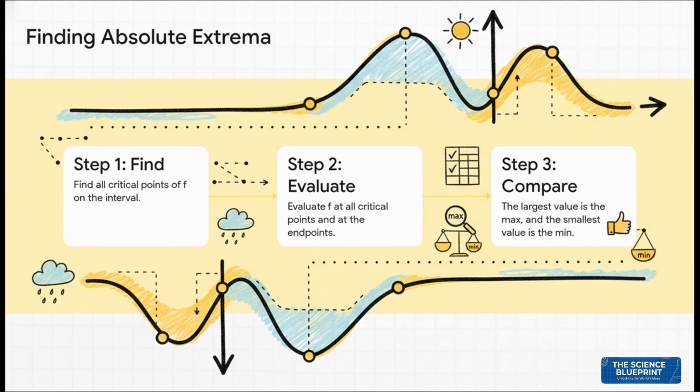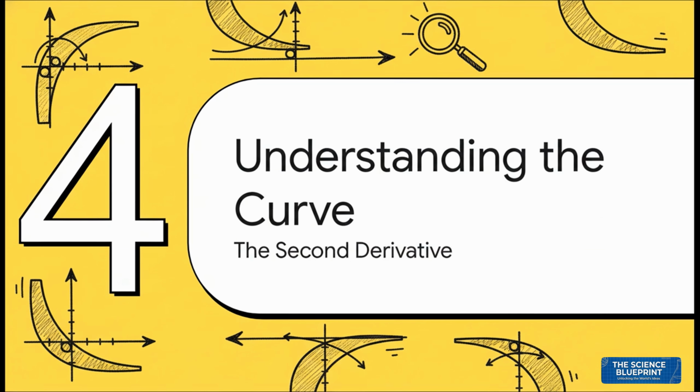The key is, you just check the function's value at all those critical points we just talked about. And you also check it at the very edges of the interval you care about. Then you just compare them. The biggest value you get is your max, and the smallest is your min. It's really that simple. So we know if our graph is going up or down.